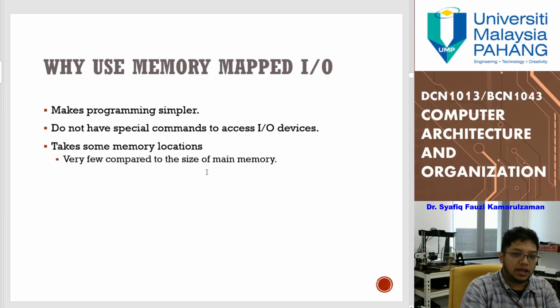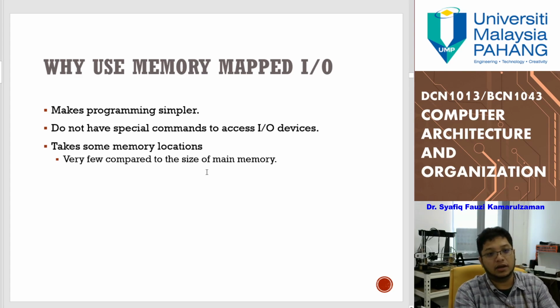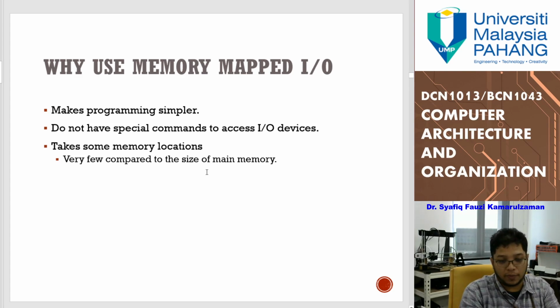So why do they use memory map I/O? Memory map I/O makes the programming simpler because I/O is part of the memory as well. So it doesn't need to change much to differentiate between those two components, and they don't have special commands to access the I/O device. However, it takes some of the memory locations. If you compare it with the size of the main memory, especially current memory, it is very few. It's not many because you don't have a lot of devices attached to your computer at one time.